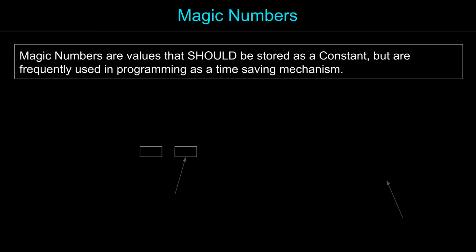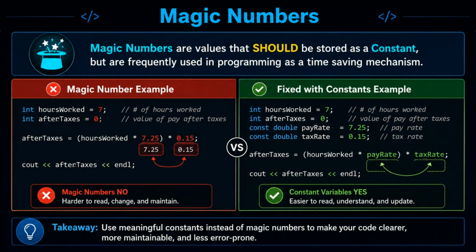A magic number is a value that should be stored as a constant, but instead gets hard-coded directly into the code as a shortcut, like multiplying hours worked by 7.25 and 0.15 directly in a formula, with no explanation of what those numbers mean. The fix. Declare them as named constants first, like const double pay rate equals 7.25, and const double tax rate equals 0.15, then use those names in your formula instead. Magic numbers, avoid them. Named constants, use them.